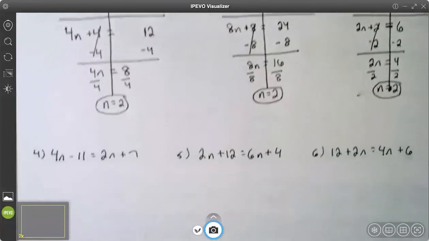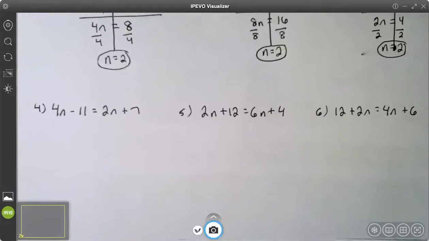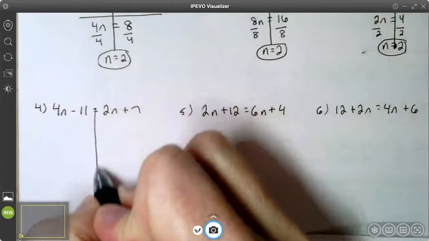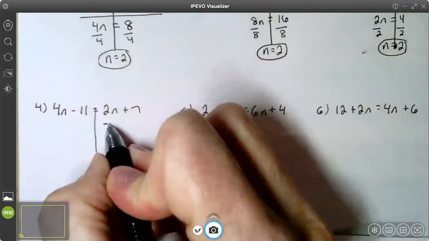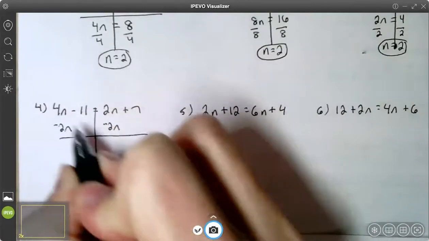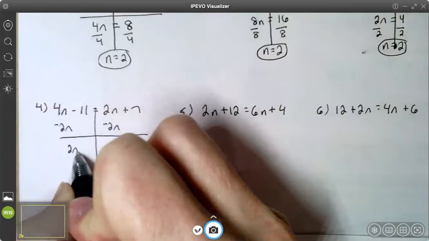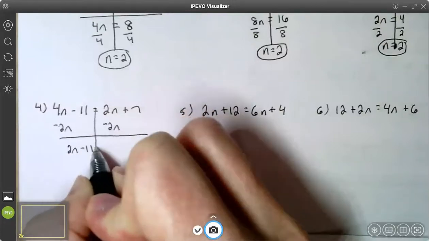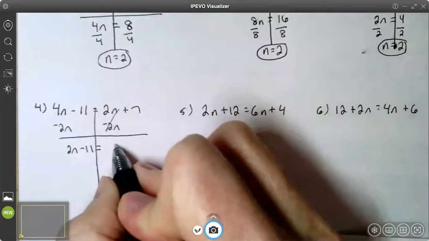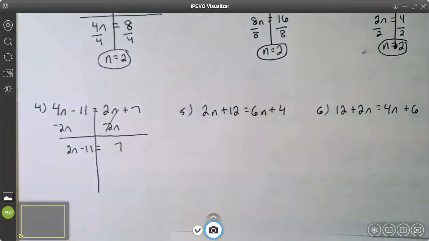On number 4, I choose to put the variable on the left because that's going to result in a positive answer. So I'm going to subtract 2n from both sides. 4n minus 2n is 2n on the left. Bring down minus 11. 2n minus 2n is nothing. Bring down my 7.